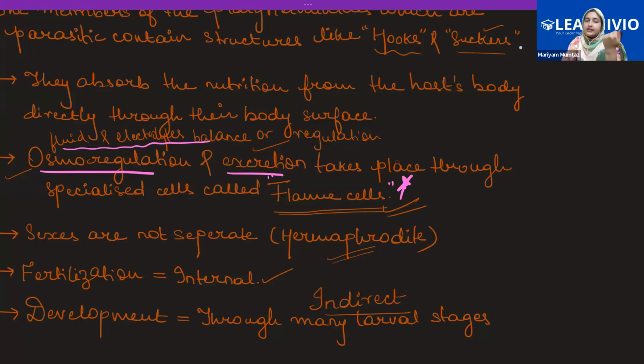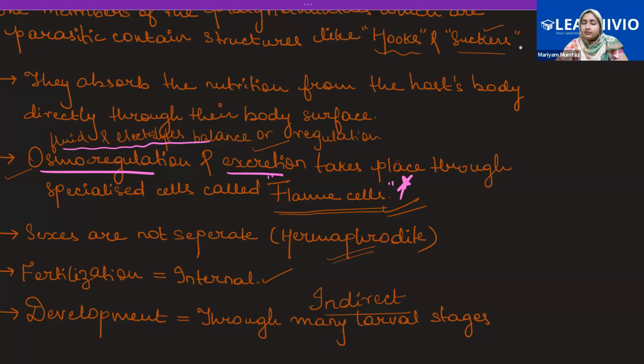Now, in their bodies, the processes of osmoregulation and excretion both take place through special cells called flame cells. Now, what is osmoregulation? The balance of the ions and the balance of the fluid in the body is called osmoregulation. Regulation means to regulate something. If it is more, to bring it to the minimum point. If it is less, to bring it to the higher point. So this osmoregulation is done in them by these special cells called flame cells.